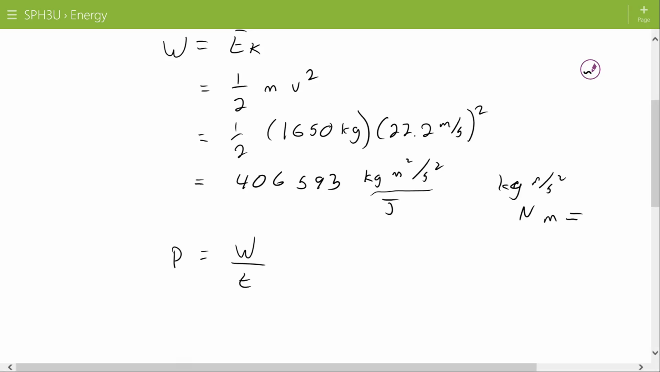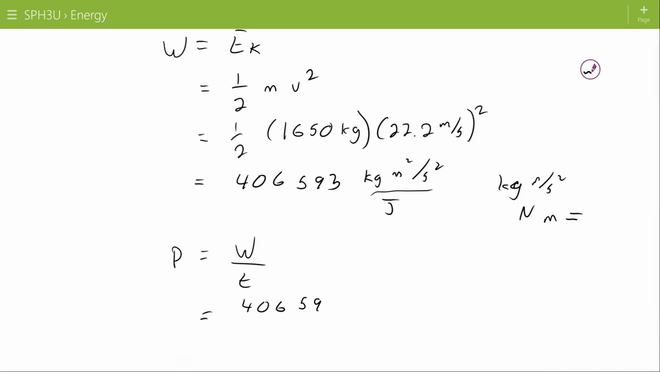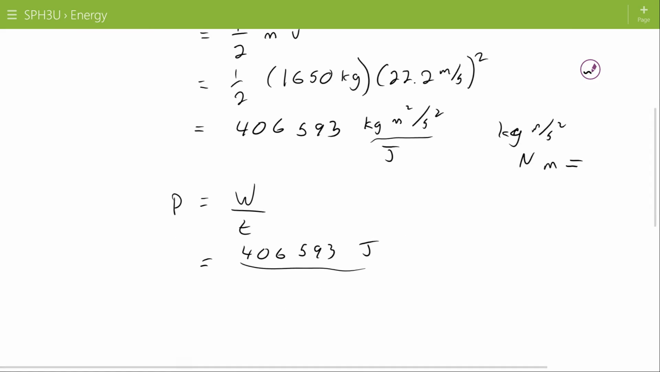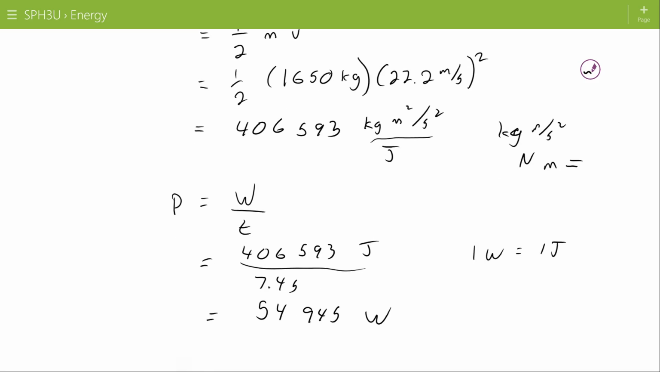Power is the amount of work done per unit time. So 406,593 joules divided by a time, 7.4 seconds. And we get a power of 54,945 watts. Or remember, 1 watt is equal to 1 joule per 1 second. So that gets us our power.